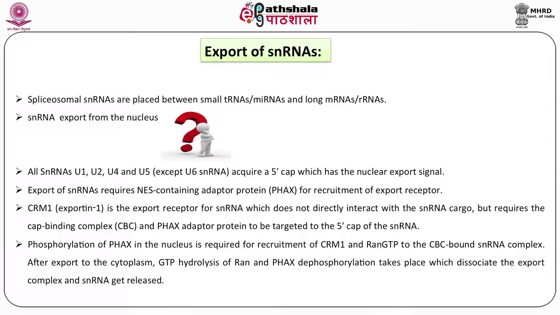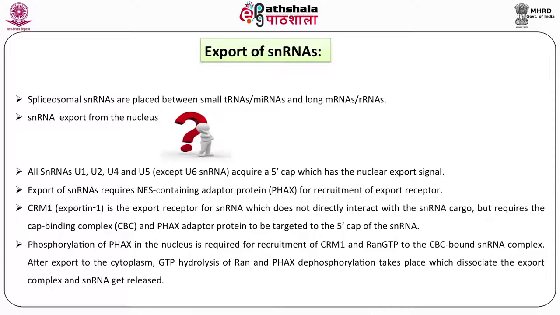Now, coming to the export of snRNA, these are spliceosomal RNAs which participate in the removal of introns from pre-mRNA, and they are placed in between small tRNA, miRNA and long mRNA or rRNAs. Although snRNAs are required in the splicing of mRNA in the nucleus, why they are exported from the nucleus and imported again to function in splicing is still unknown. However, it was proposed that the cytoplasmic export of snRNA during biogenesis might provide a proofreading step to prevent nuclear accumulation of non-functional snRNA.